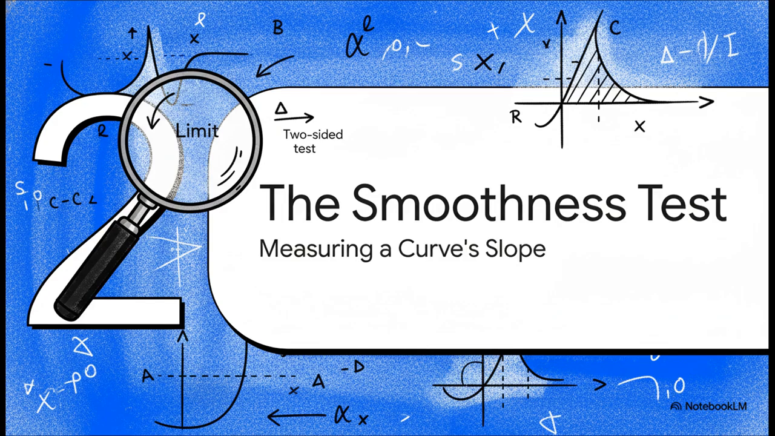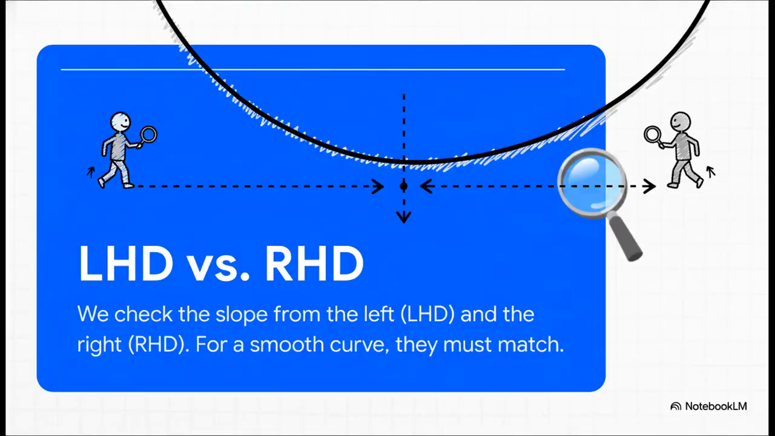We don't just eyeball it, right? No, we use a really specific, two-sided test that puts the curve under a microscope. We call it the LHD versus RHD test. Now imagine two tiny people walking along the curve toward the exact same point, but from opposite sides. The person coming from the left measures the slope right up until they get there. That's the left-hand derivative. And the person from the right does the same thing. That's the right-hand derivative. For the curve to be truly smooth, they have to come up with the exact same number for the slope. They have to agree.